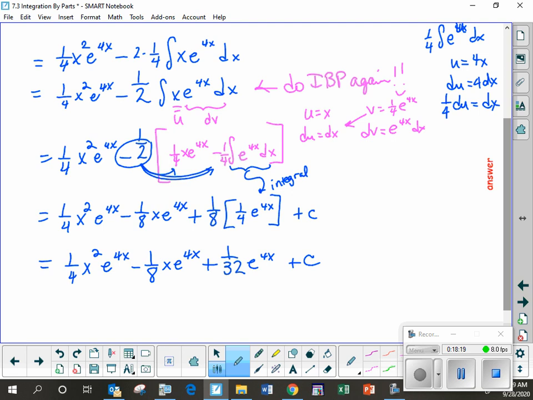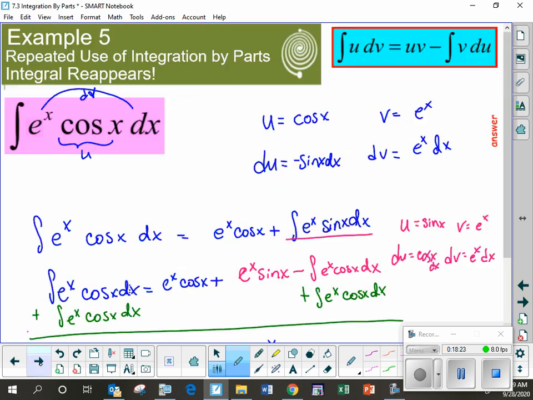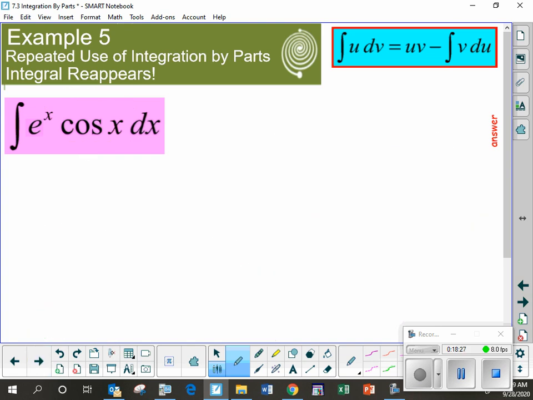Alrighty. Repeated integration by parts. All right, there it is. Sometimes these end up being circular. So I'm going to make this kind of my last one, and then I think we'll finish the rest of it tomorrow, because this gets kind of long.